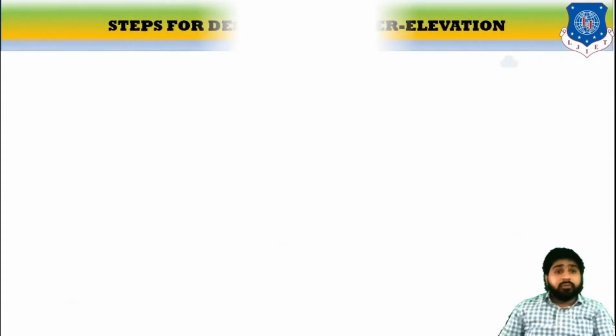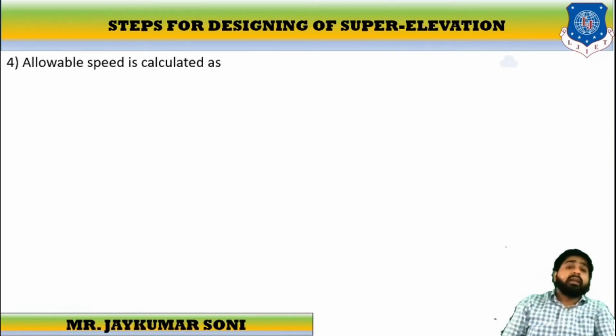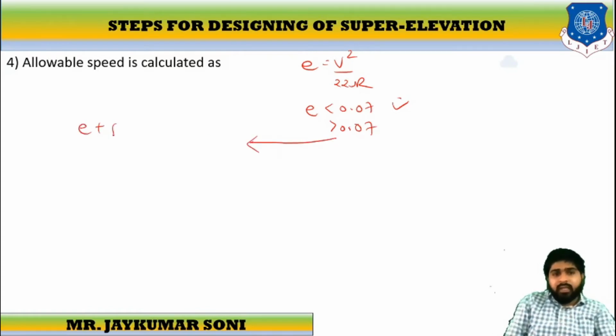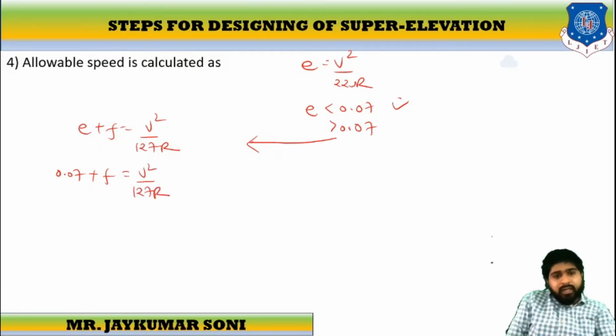So now what will we do? We will go for the allowable speed calculation. What we have done till date: first we calculated E is equal to V square by 225R, and if the value of E is less than 0.07, then it is okay. If it is more than 0.07, we switch to another equation, E plus F is equal to V square by 127R, or V square by gR. We put the value of E as 0.07 and calculate the value of F by putting the values of V and R. If the value of F comes less than or equal to 0.15, then it is okay. But if it is more than 0.15, then it is not okay.